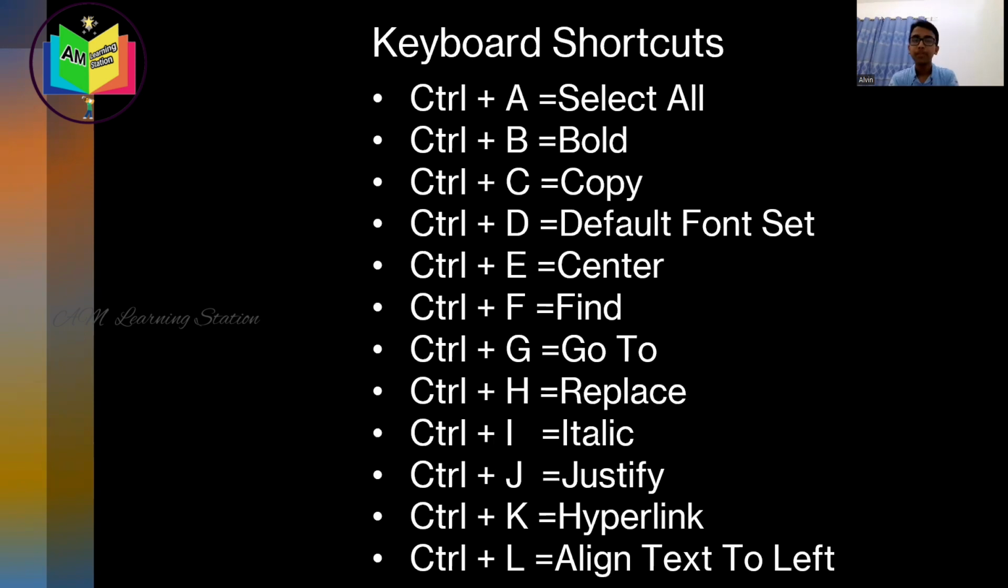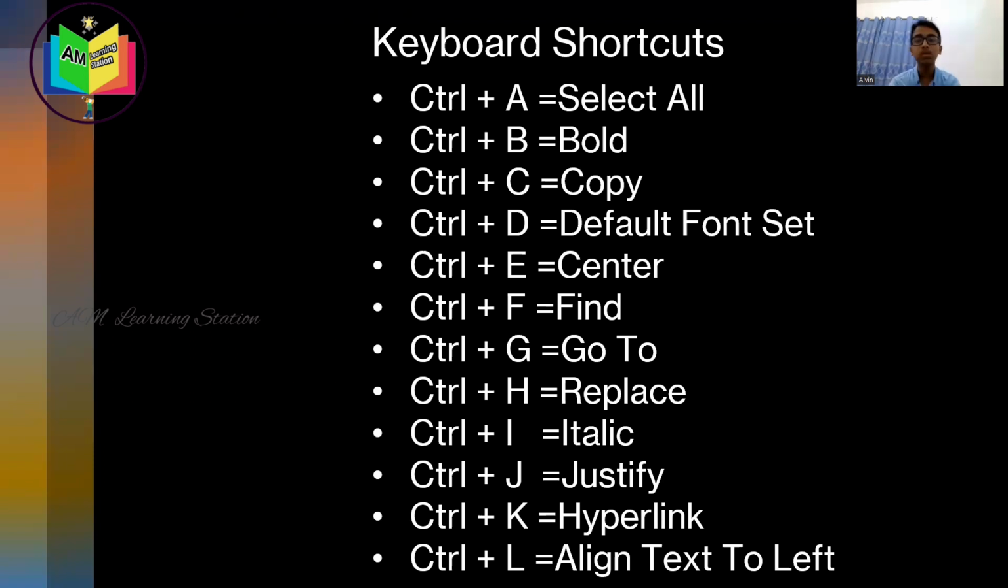So let's begin. Control A is selecting all text. Control B is making the text bold. Control C is copying the text, and Control D is setting a default font, and Control E is centering a paragraph of text. Control F is find, for finding a selection of words, letters, etc.